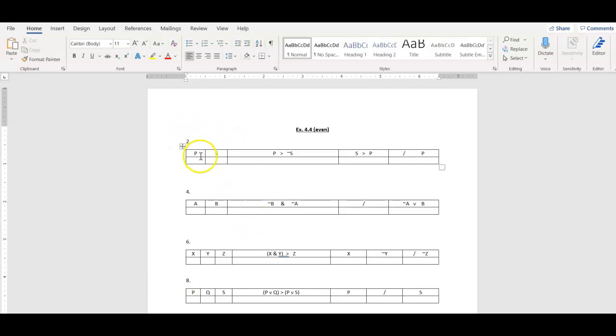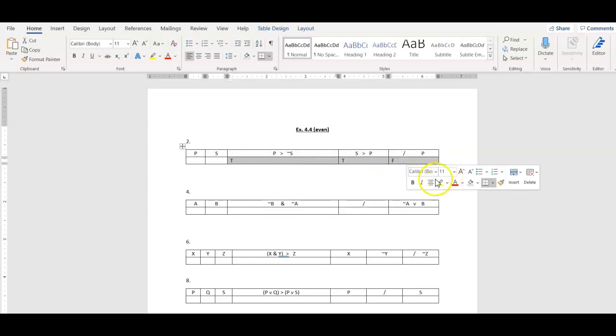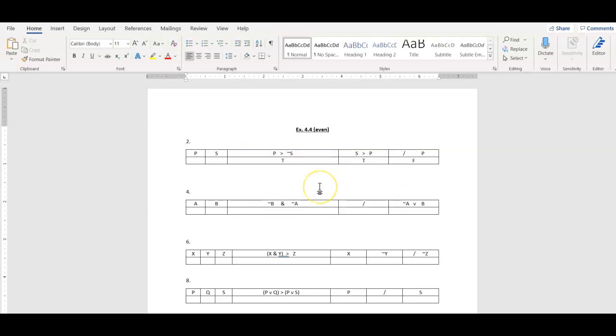So if we look at number 2 here, the basic idea is: is there a line on the truth table where the premises will all come out true? There's only 2 premises here, and the conclusion would come out as false. Let me center these so they line up, because that's the only line on the truth table we care about.